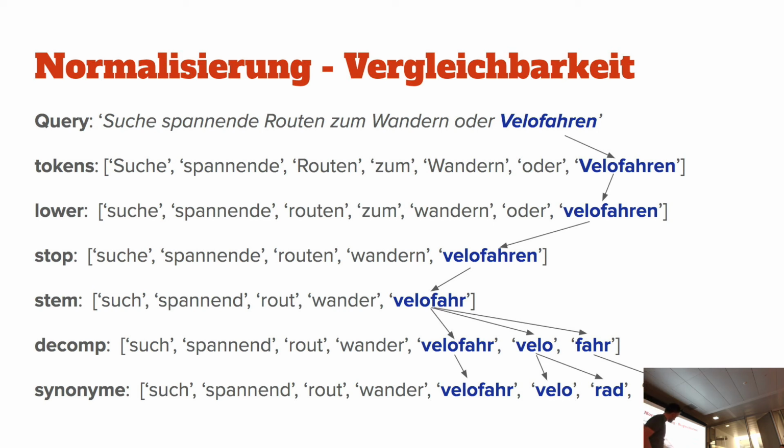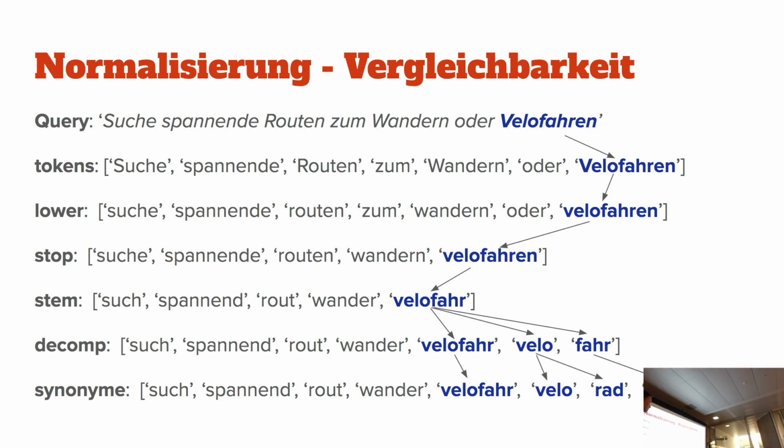You produce the stem of the word. So out of Velofahren, you produce Velofahr. And then in the German language, we have the specific topic that words can be composed, so we have to decompose them in order to find them. Here we decompose Velofahr into Velo and Fahr. And then if you apply synonyms, you have Velo and Rad. And finally, these tokens will be stored in the index.